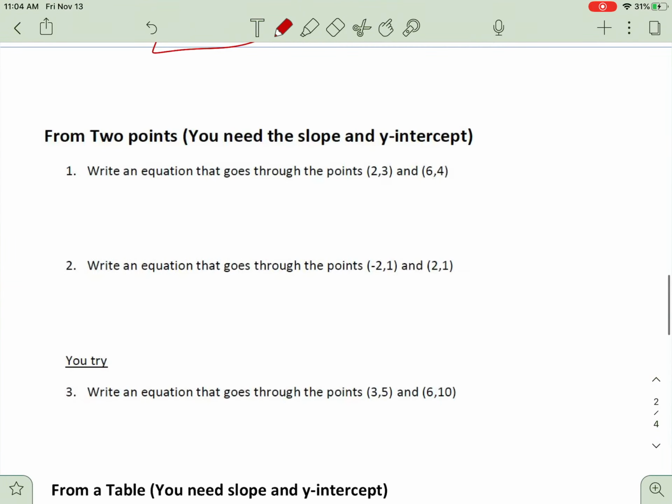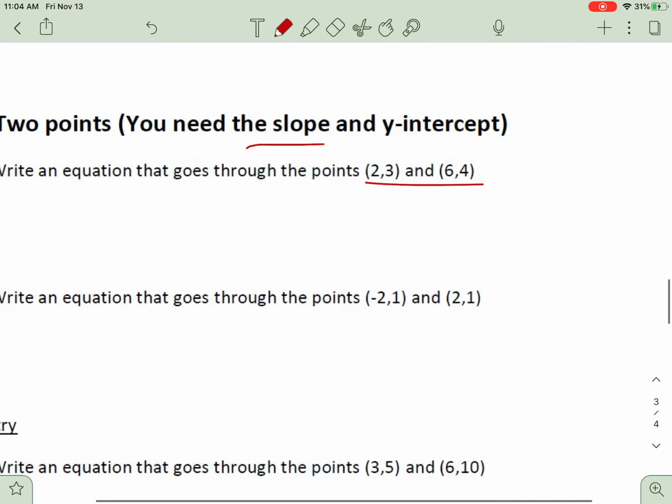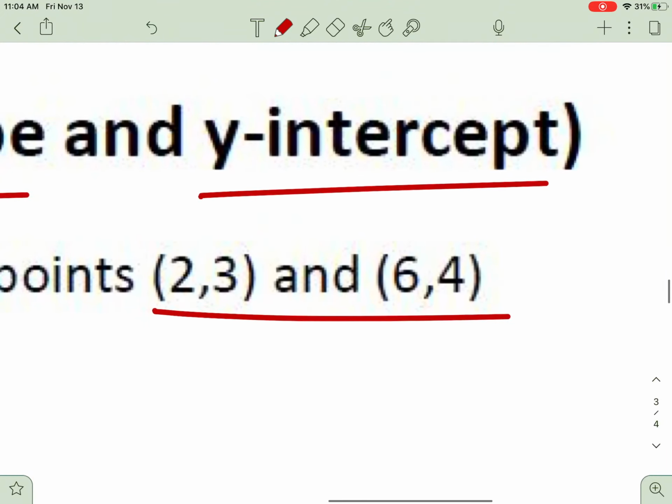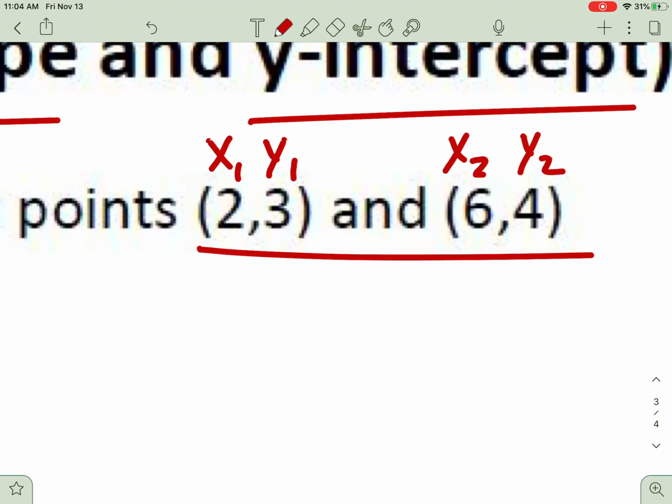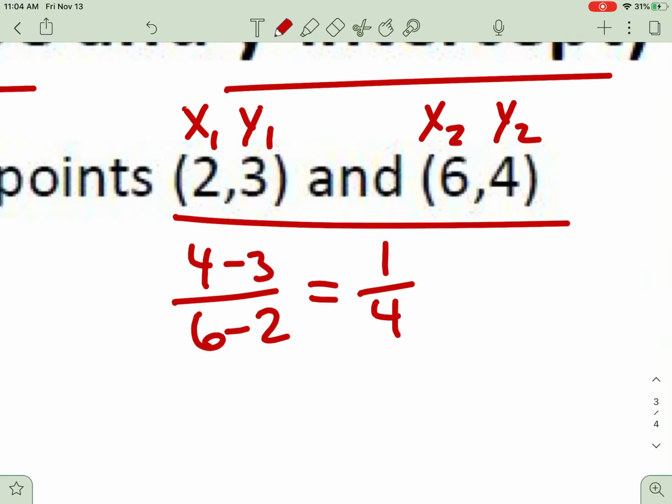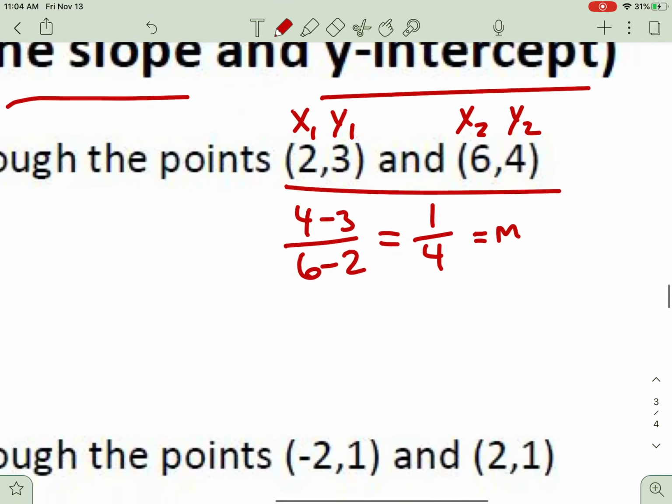Okay, two more different scenarios here. The first scenario is when you have 2 points. That gives us 2 points, but neither of them are the slope and neither of them are the y-intercept. So we're going to have to work our way through it. Well, if you remember, we can figure out slope from 2 points by using the slope formula: y2 minus y1 over x2 minus x1, right? So y2 is 4, y1 is 3, x2 is 6, x1 is 2. Okay, 4 minus 3 is 1, 6 minus 2 is 4. So there's our slope. Our slope is 1/4.